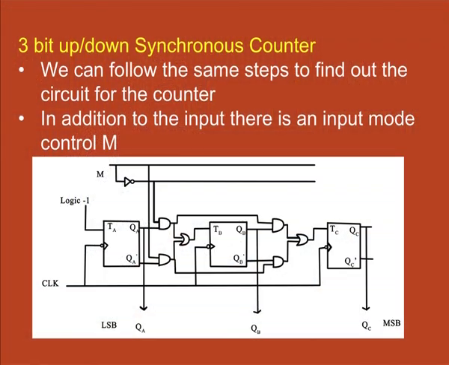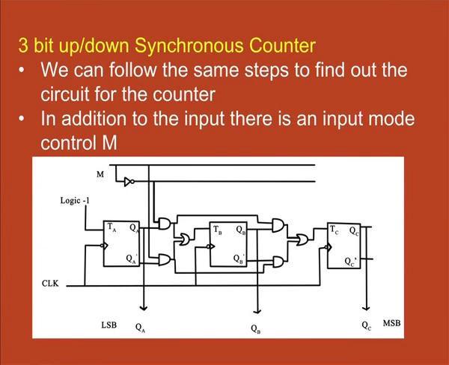Now, let us discuss the 3-bit up down synchronous counter. If we can construct a 3-bit synchronous up counter, then it is very easy to construct a 3-bit down synchronous counter. We can follow the same steps to find out the circuit for this counter, which is a more general counter that can do both up and down counting.